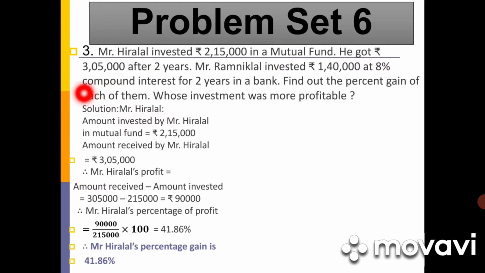He got rupees 3,05,000 after 2 years. Mr. Ramniklal invested rupees 1,40,000 at 8% compound interest for 2 years in a bank. Find out the percent gain of each of them. Whose investment was more profitable? Solution: let us find the profit of Mr. Hiralal. Amount invested by Mr.